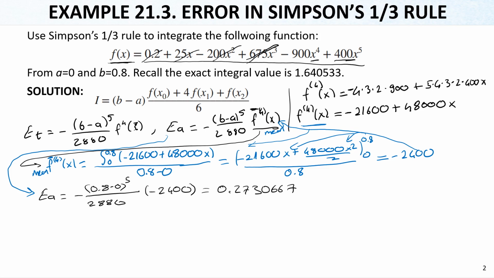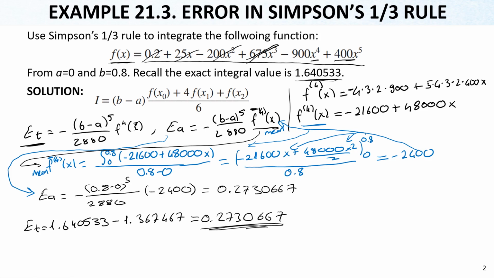And in the previous slide, we also calculated ET. Here we can also calculate it if you want to, but we calculate it using the actual value, and ET was, if you remember, 1.640533 minus the integration value that we approximated through the Simpson's rule. It was 1.3674767. You can check the previous slide if you want to be sure, and the result was 0.2730667.